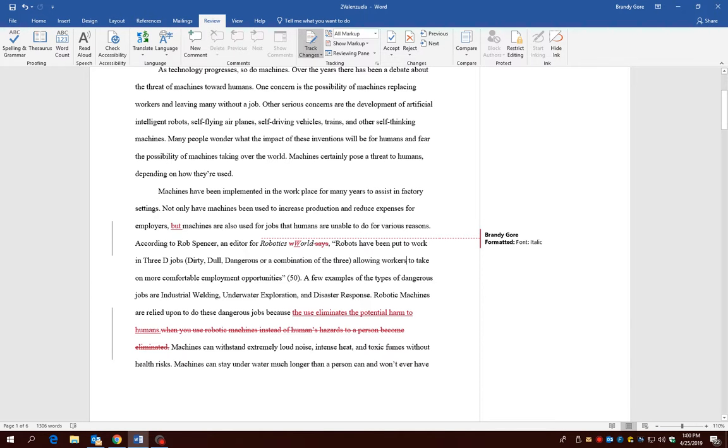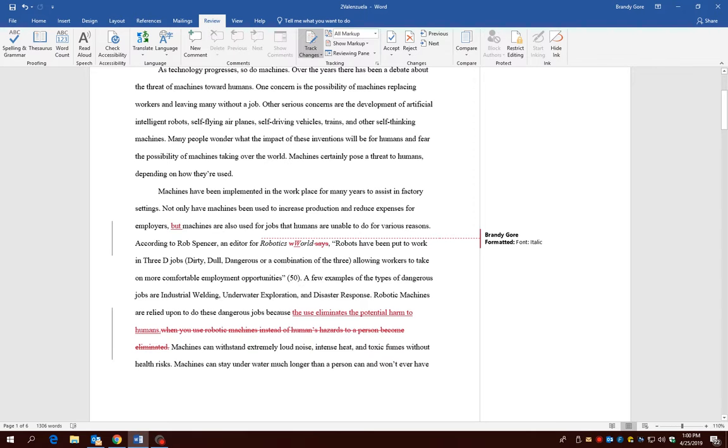So she originally had, according to Rob Spencer, an editor of Robotics World, says, well, that's not exactly set up properly. So if we start with an introductory clause or word here, we won't have the verb. If you just started with Rob Spencer, an editor for Robotics World, then you would have says, but here you don't need it. So you just start with the quote. And Tiffany's done this correctly.